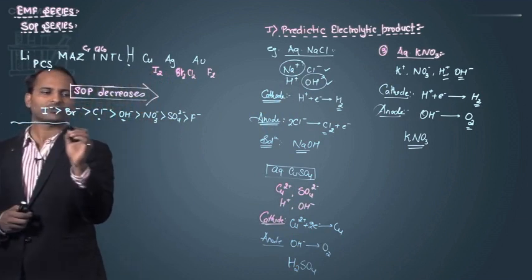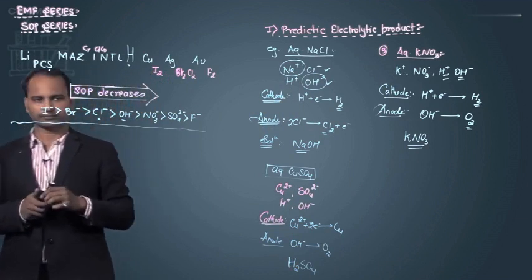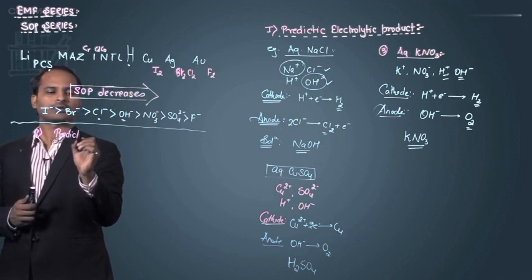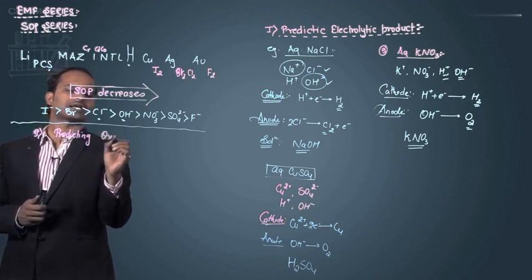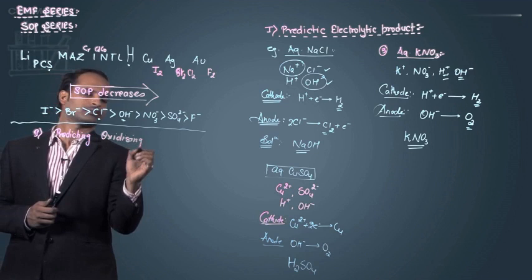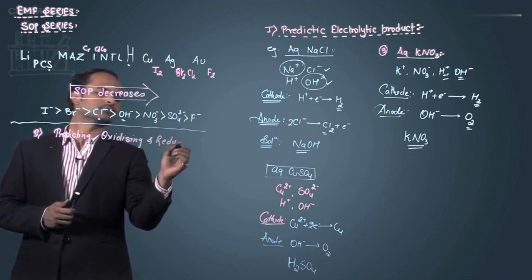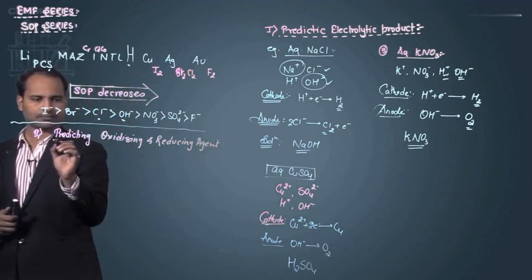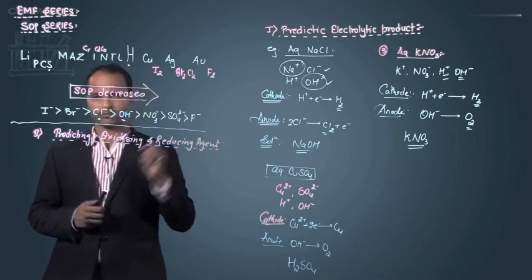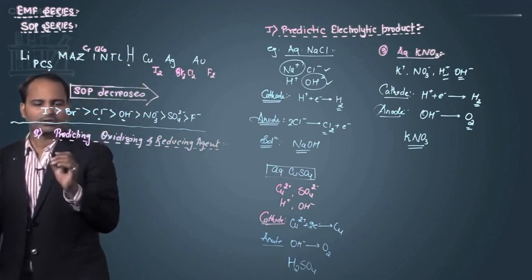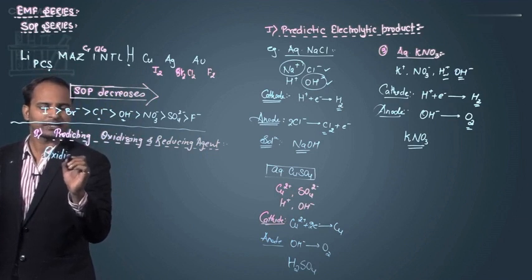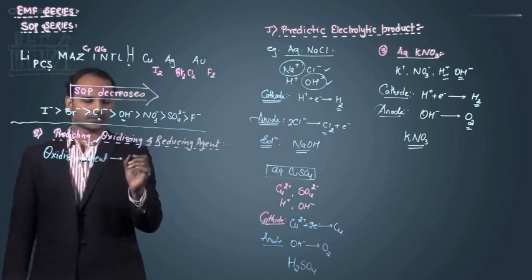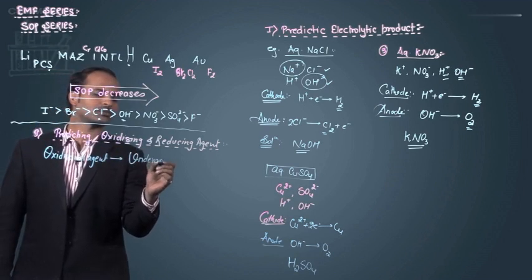Now let's see the second application for this: predicting oxidizing and reducing agent. Now, what is an oxidizing agent? An oxidizing agent is one which has more tendency to reduce. More tendency to reduce means it undergoes reduction.